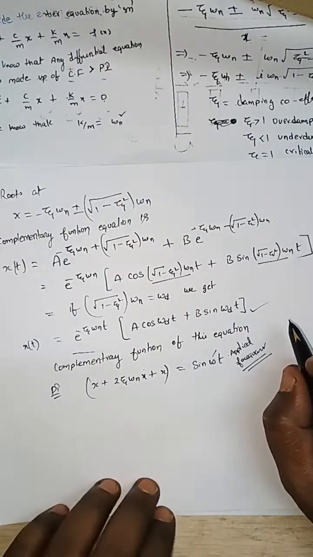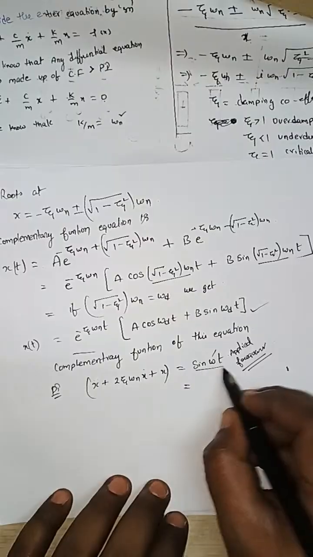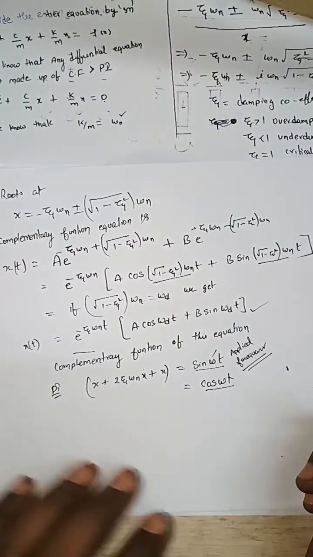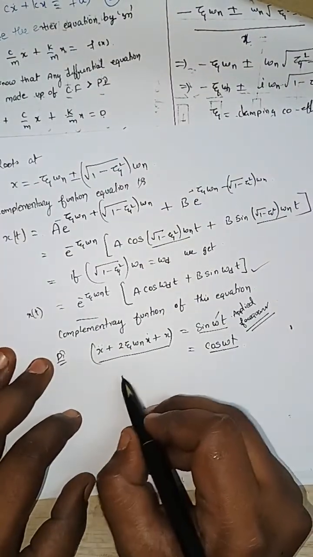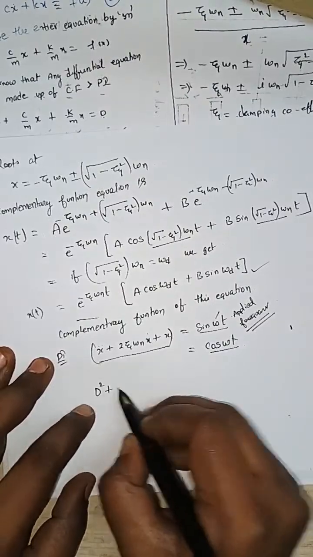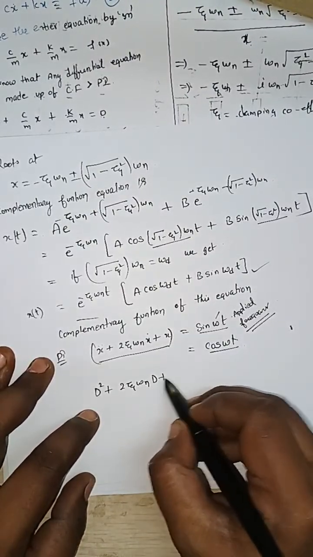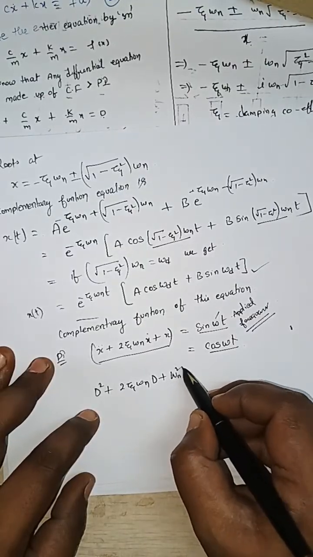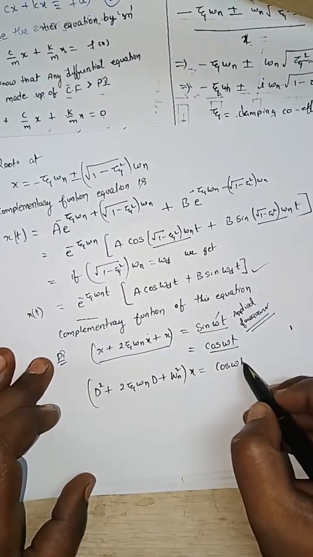Now, to solve this, in most cases you will have a cos function over here. Okay, now this is very easy to understand, as this is nothing but a differential equation that you have learned in engineering mathematics. D square plus 2 zeta omega n D plus omega n whole square of x is equal to cos omega t.